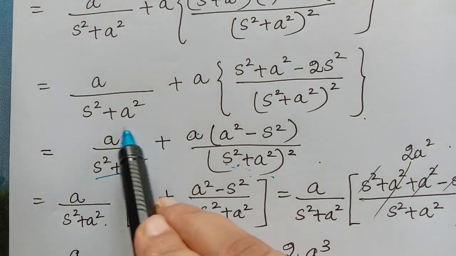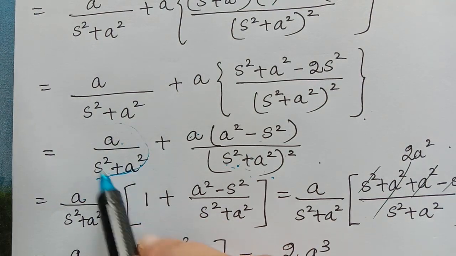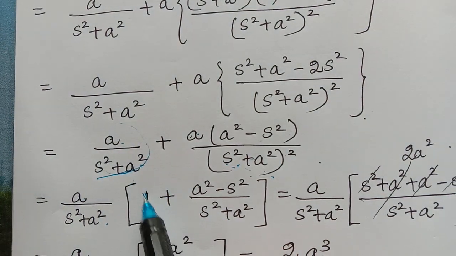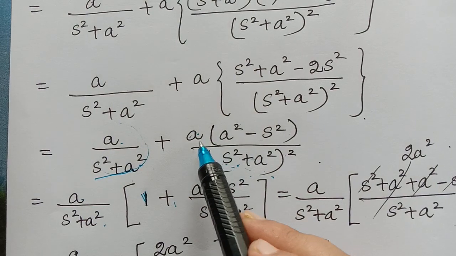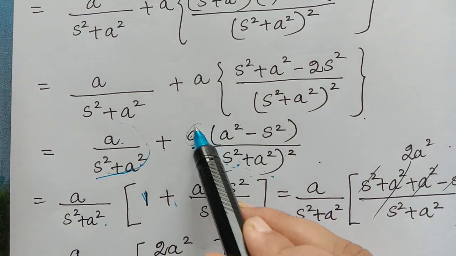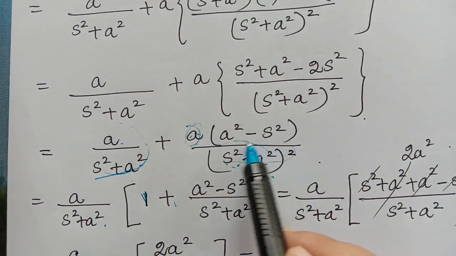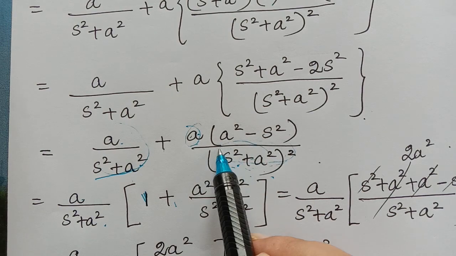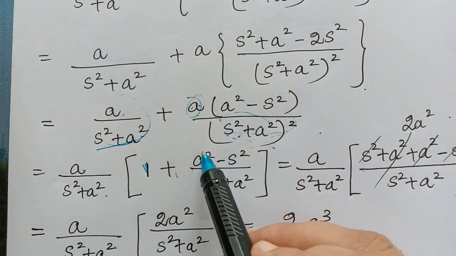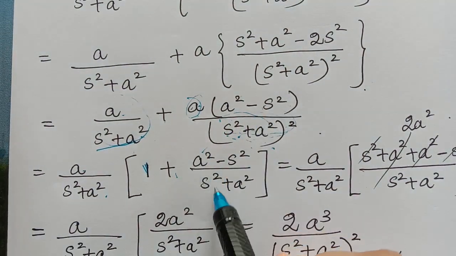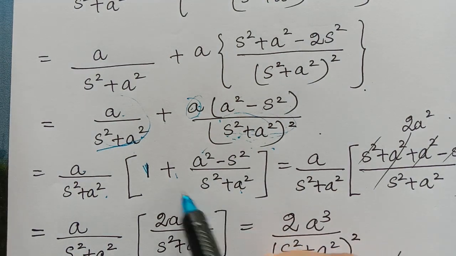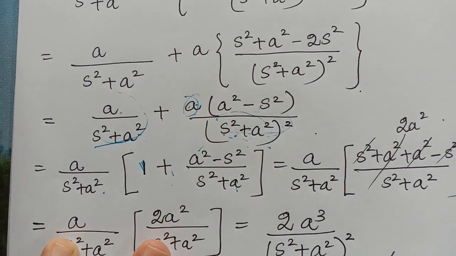So within the bracket, because these two terms we have taken as it is outside, it becomes 1 plus. Now here what is left out? A has been taken out and one of this square, we have square here, one of the terms has been taken out and so we will be left with a square minus s square divided by s square plus a square. Taking LCM, we can solve this.